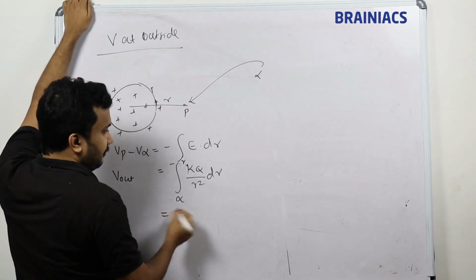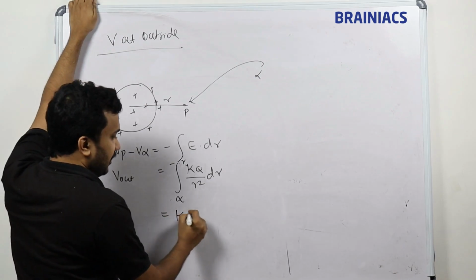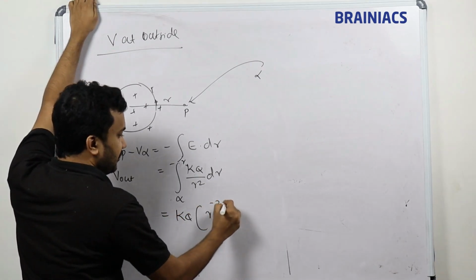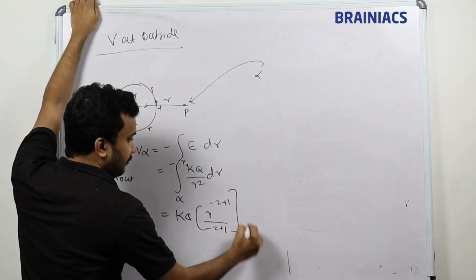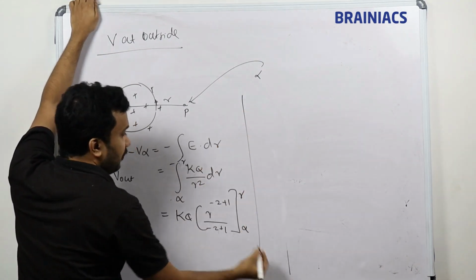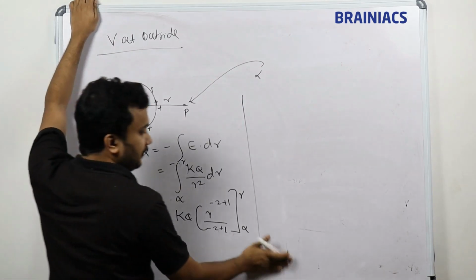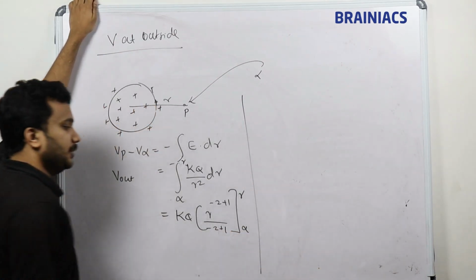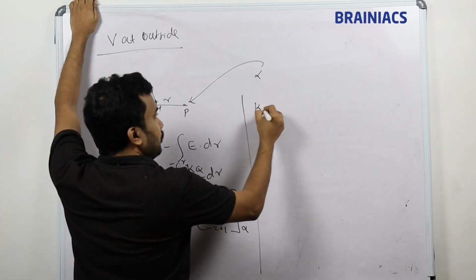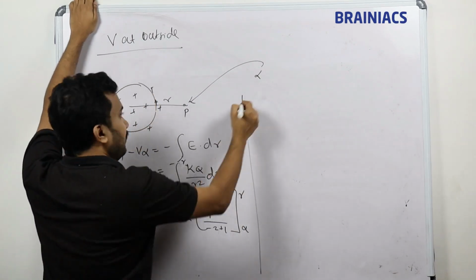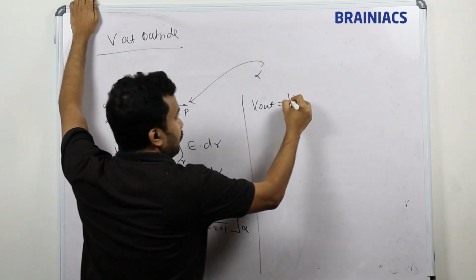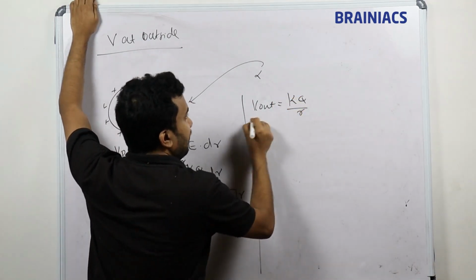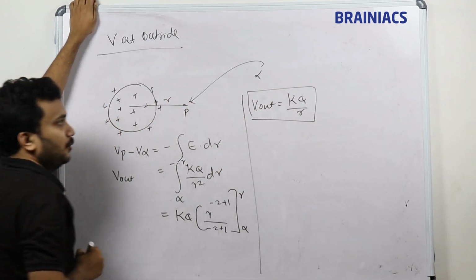This already we have done the integration, right? So kq times r power minus 2 plus 1 divided by minus 2 plus 1, with the integration limit infinity to small letter r. What we have done for the hollow sphere, the same things will be there. So the potential at outside will be, integrate and apply the limits, you will get kq divided by r. This is the potential at outside.